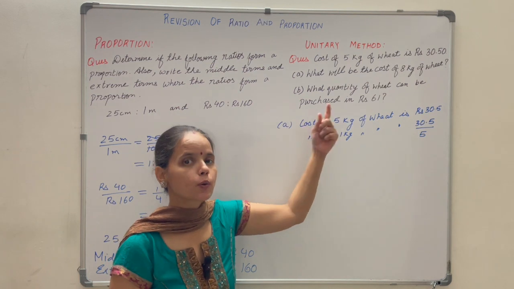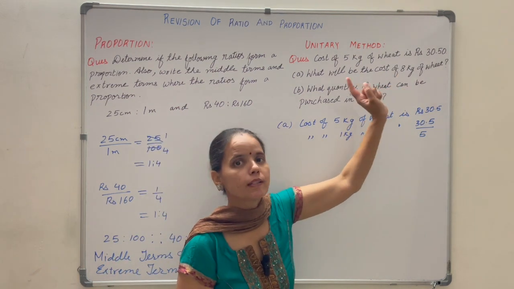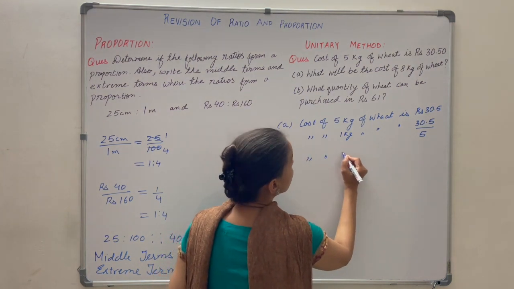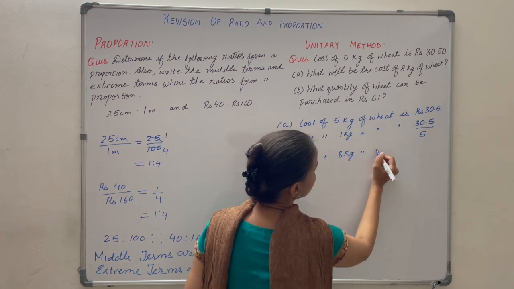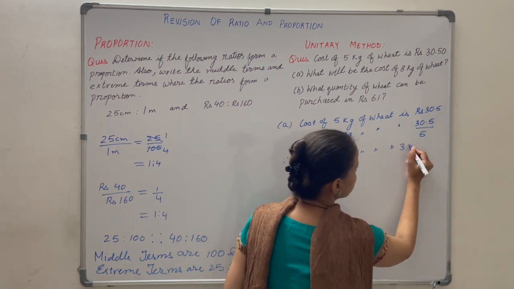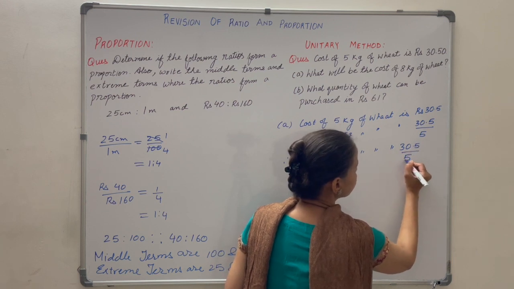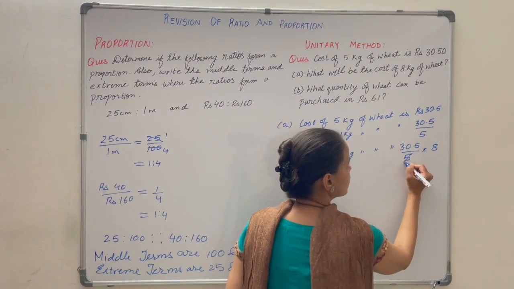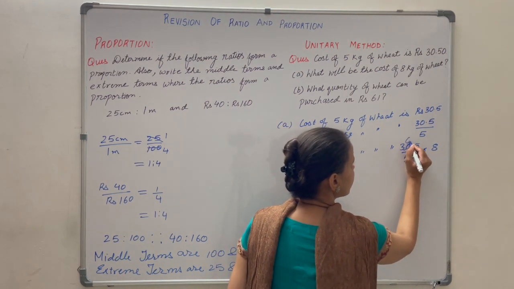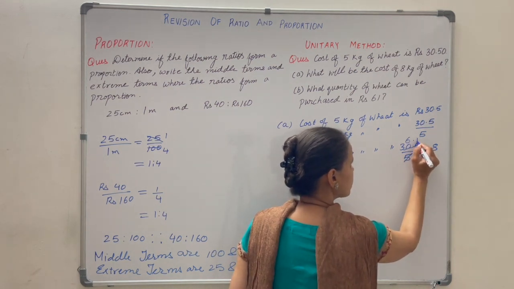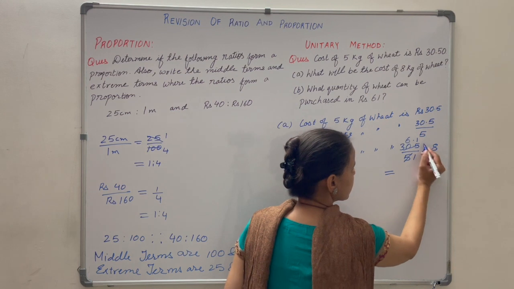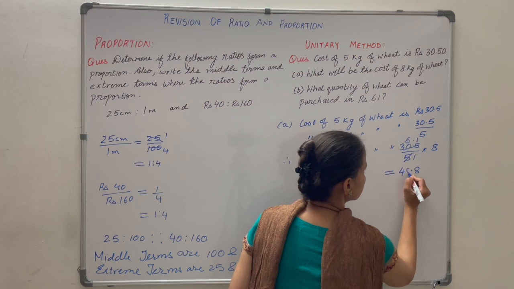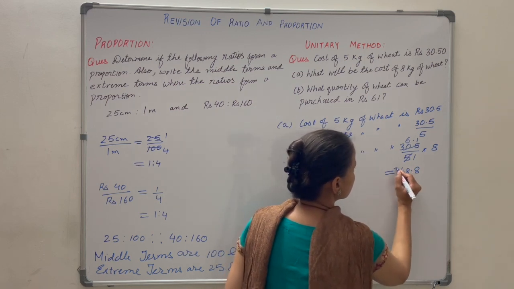Then you have to calculate for the required number of units. What is the required unit? 8 kgs. So therefore the cost of 8 kgs of wheat is 30.5 divided by 5 into 8. You can cancel 30.5 upon 5. What will you get? 5 ones are 5, 5 sixes are 30, decimal point above the decimal point, 1. So now you need to multiply it. 8 ones are 8, 6 eights are 48.